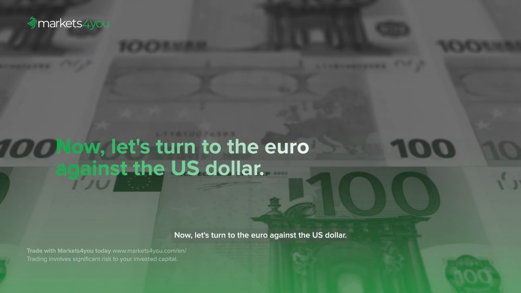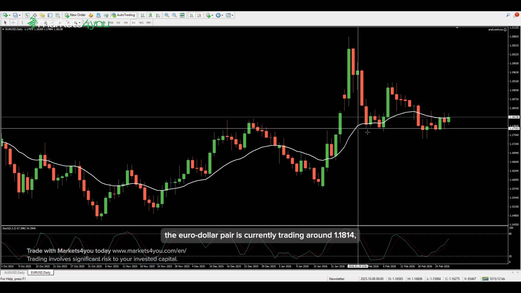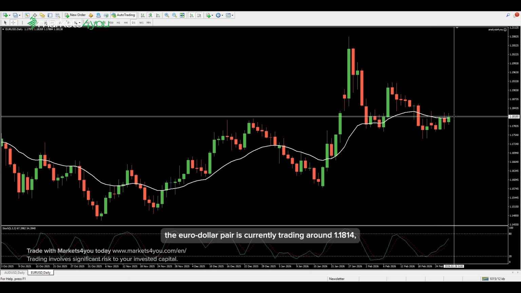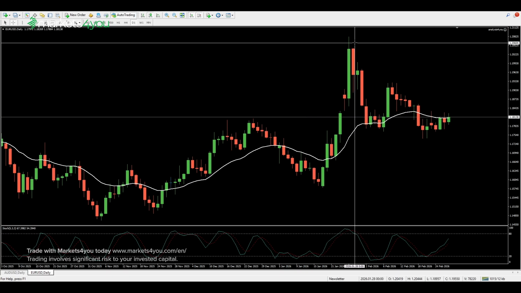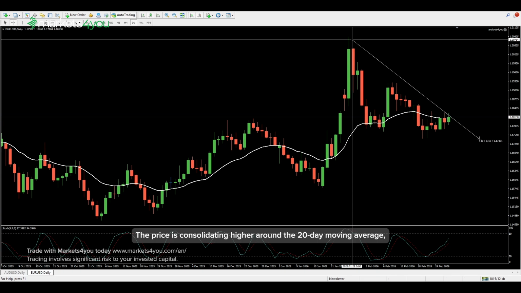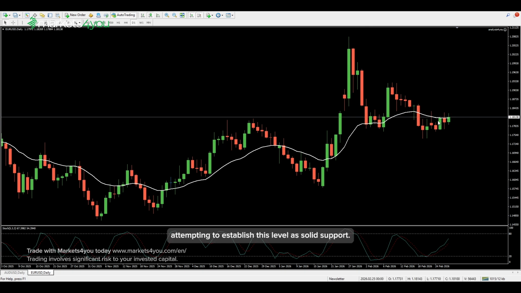Now, let's turn to the euro against the US dollar. On the daily chart, the euro-dollar pair is currently trading around 1.1814, showing a similar technical setup to the Australian dollar. The price is consolidating higher around the 20-day moving average, attempting to establish this level as solid support. The stochastic oscillator is moving higher toward the overbought area, indicating growing bullish momentum.